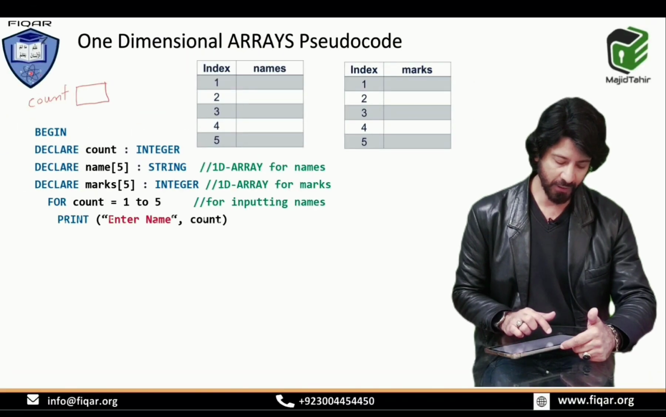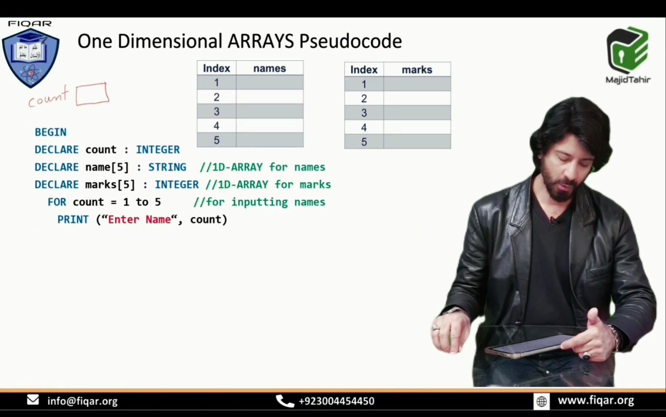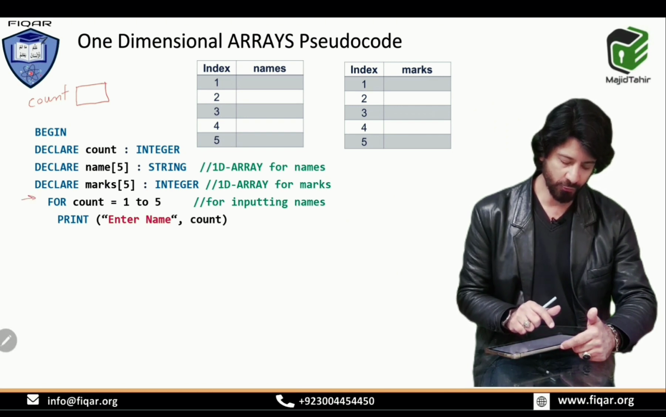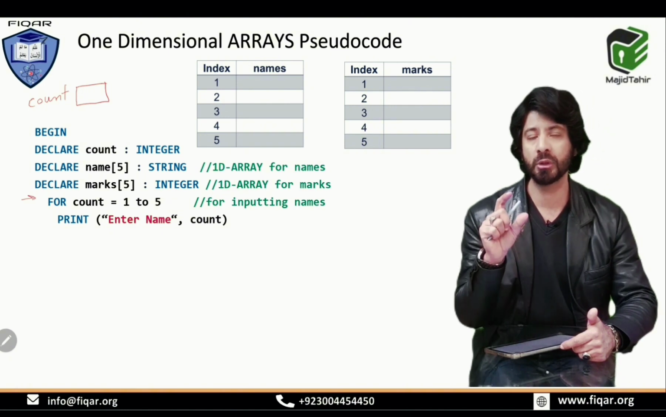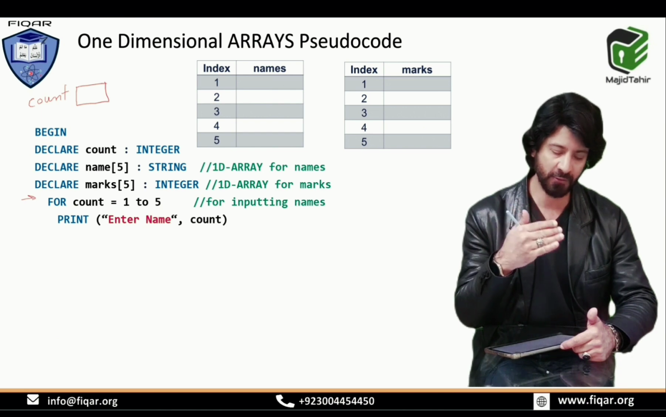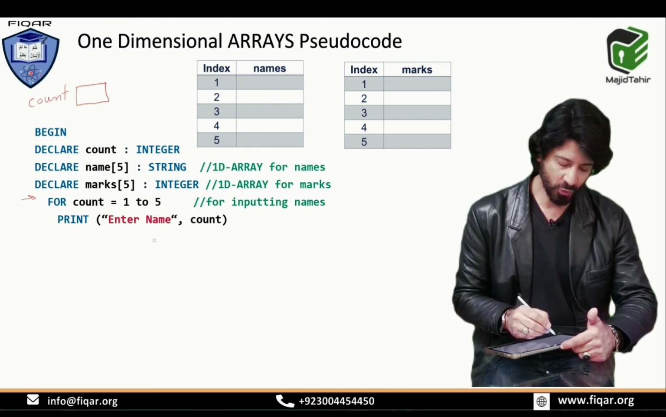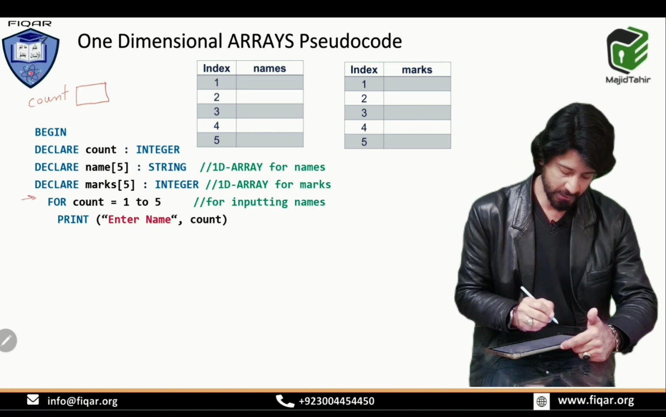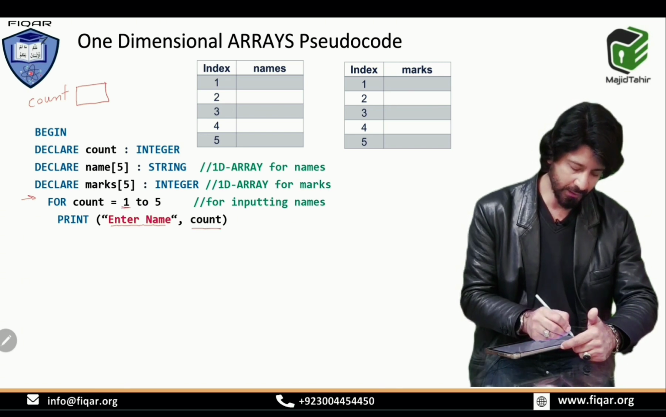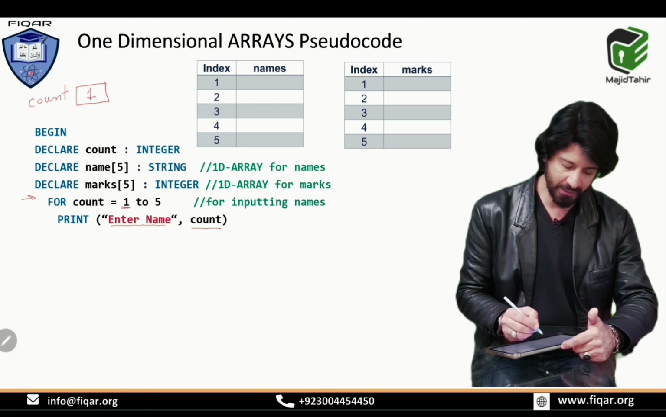For count is equal to 1 to 5, enter name count. When we write this command, the loop has started. For count is equal to 1 to 5, we know the loop is going to start with 1 and go up till 5 because we are going to fill 5 values in it. Enter name is going to be displayed as it is on the screen because it is in inverted commas. Count initially has the value 1 when the loop starts. So it will say enter name count.